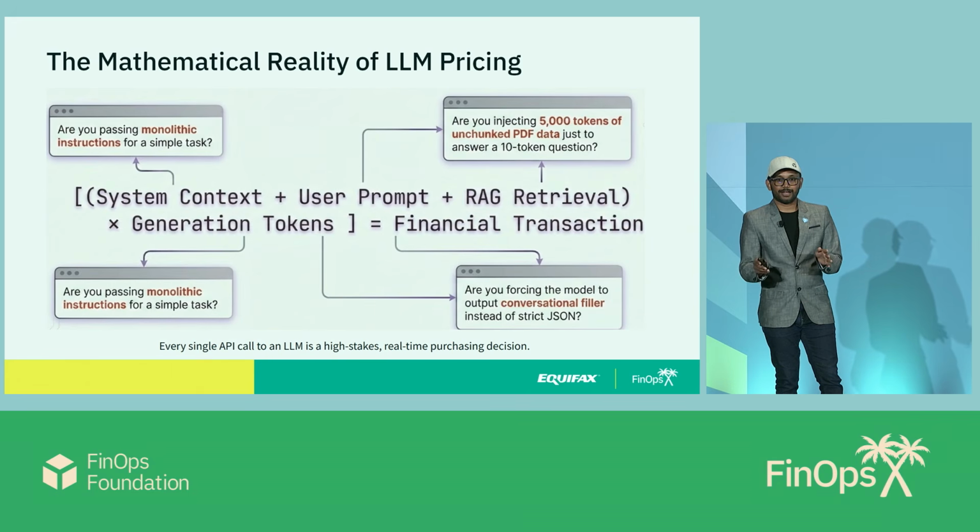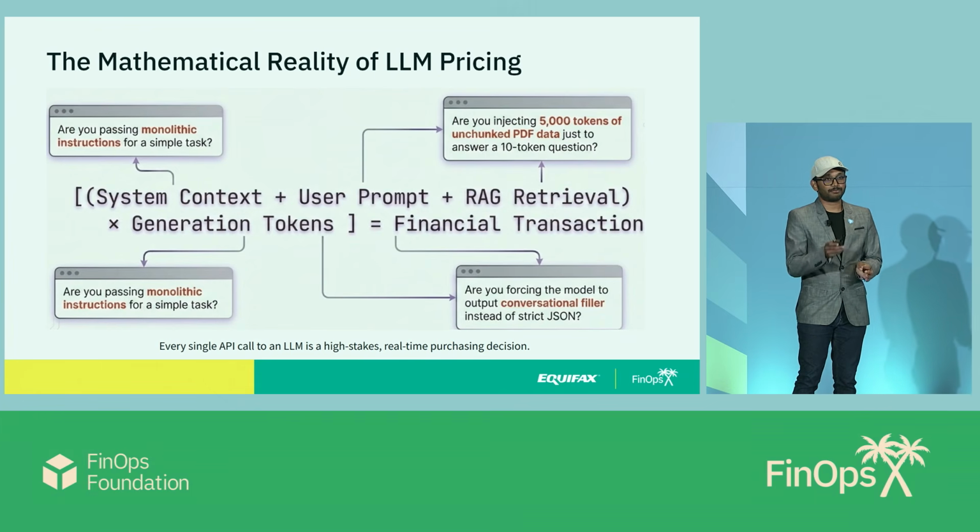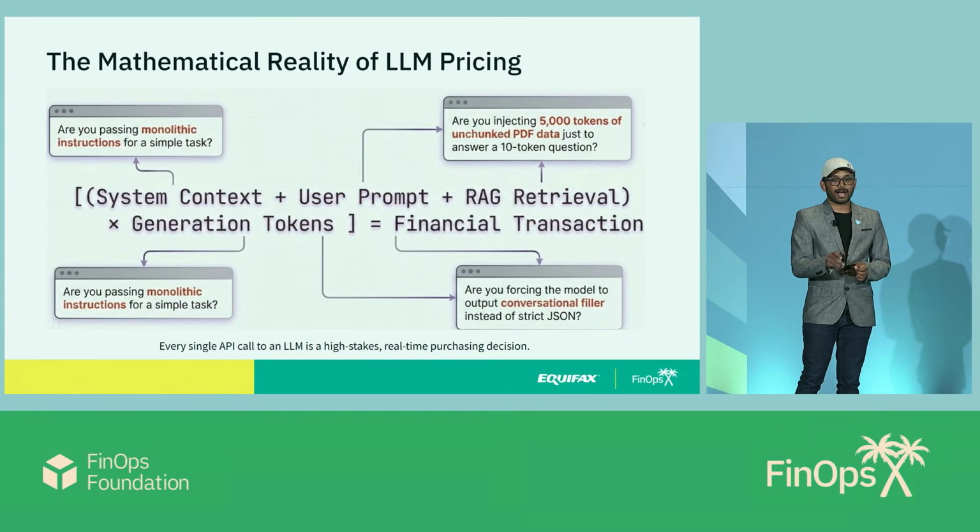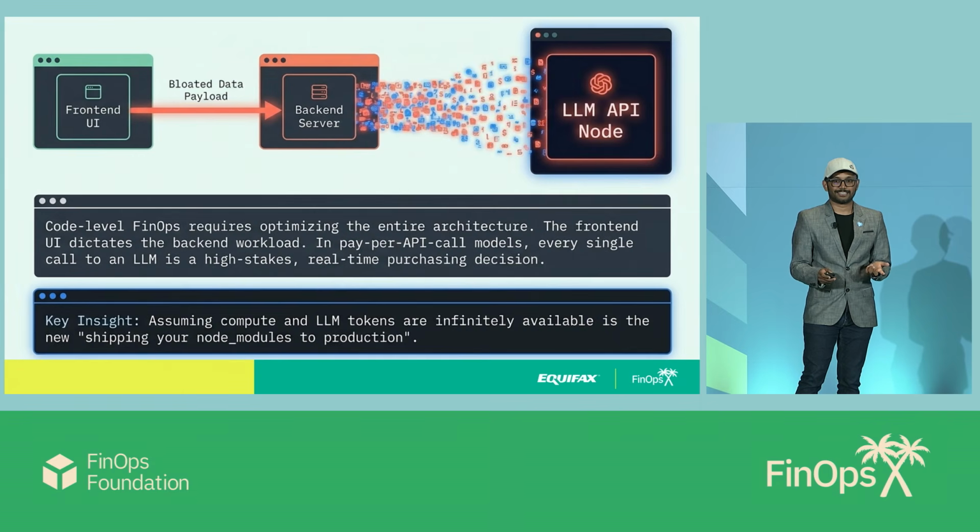Your system context plus user prompt plus RAG retrieval, all multiplied by your generation tokens equals your financial transaction. And are you injecting 5,000 tokens of raw PDF just to answer a 10-token question? If so, you are burning cash.